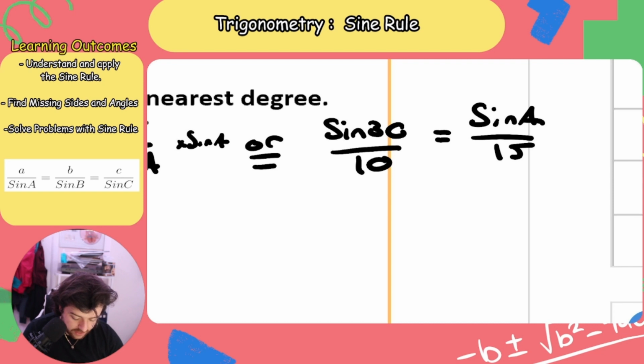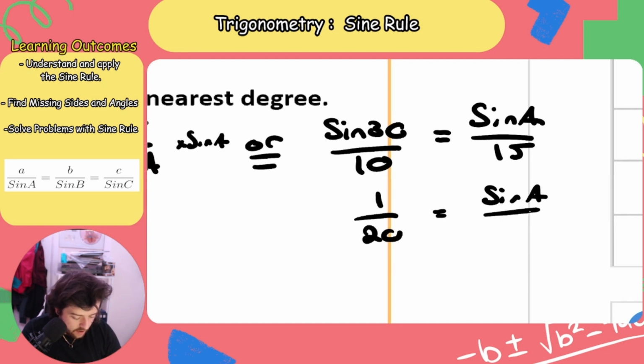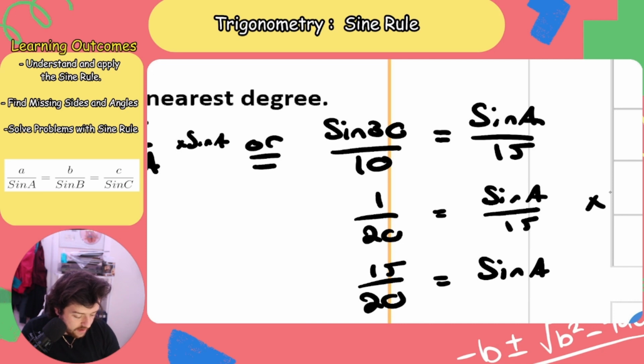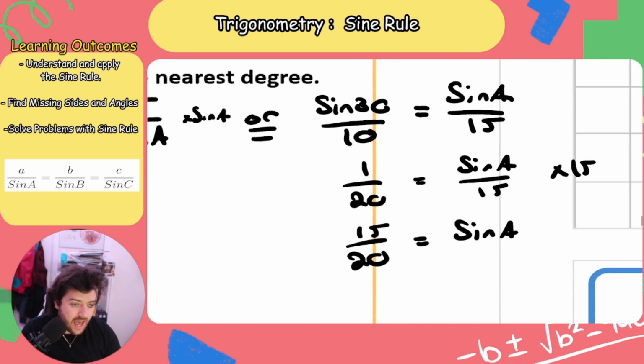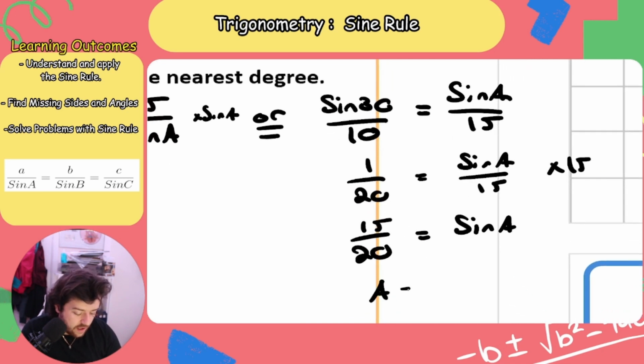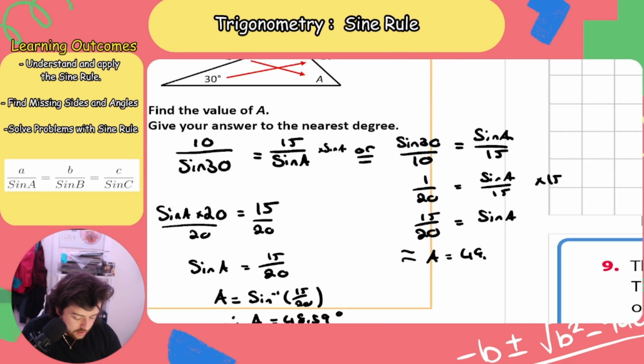something. Don't know what it is yet. Let me put it in my calculator. 1 over 20 is equal to sine A over 15. Multiply both sides by 15. So I'm going to get 15 over 20 is equal to sine A. And then, of course, A is going to be equal to 48.59.